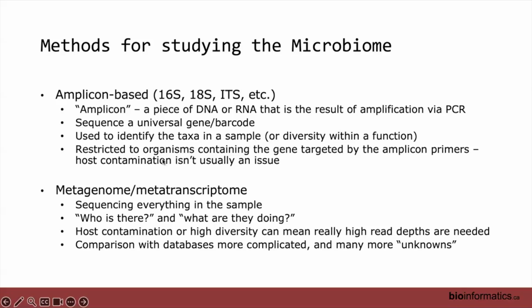When we look at metagenomics or metatranscriptomics, we're sequencing everything that's in the sample. So we're not using PCR to amplify something first, but it means that we can get at both who is there as well as what are they doing. And this means that host contamination or high diversity can mean that we need really high read depths. And it also makes comparison with databases much more complicated as we have many more unknowns.